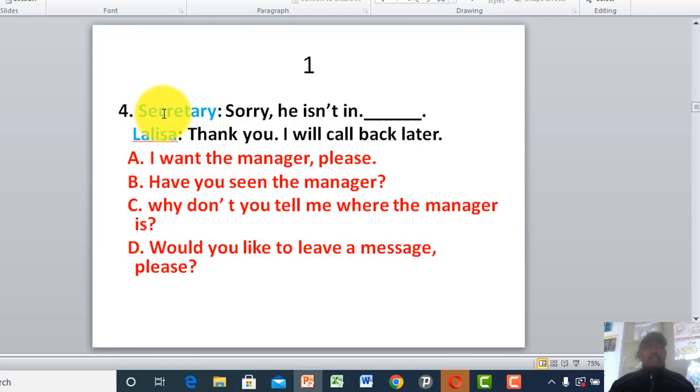Question number 4. There is a conversation between secretary and Lalisa. Sorry, he isn't in. When does the secretary reply by saying this expression? Sorry, he isn't in. Then what is next? Look here, thank you, I'll call back later. Thank you, I'll call back later is the response to the indefinite statement here. So what kind of indefinite statement is written here to get such an appropriate response?